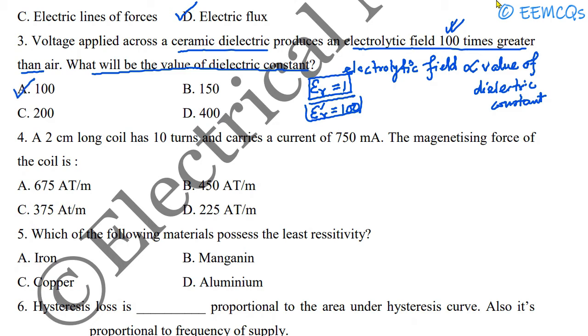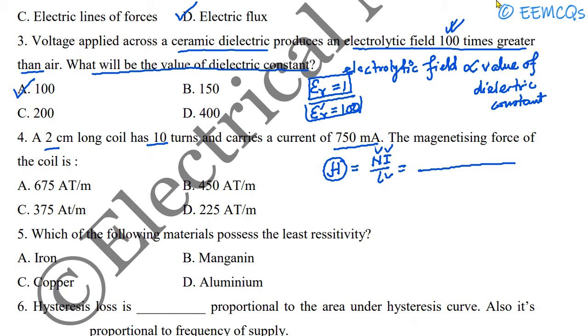Question number 4. A 2 cm long coil has 100 turns and carries a current of 750 milliampere. What is the magnetizing force of the coil? The magnetizing force is given by H, and we know H is equal to NI by L, where N is the number of turns of the coil, I is the current passing through the coil, and L is the length of the coil.